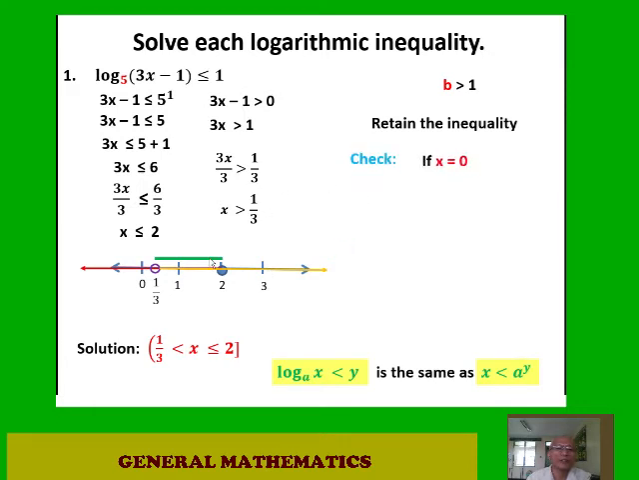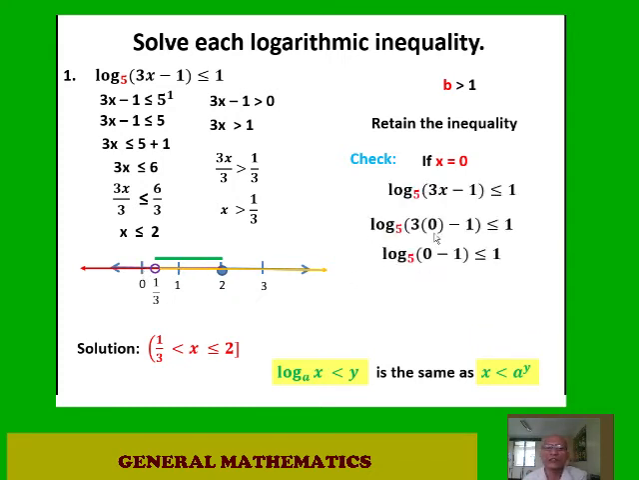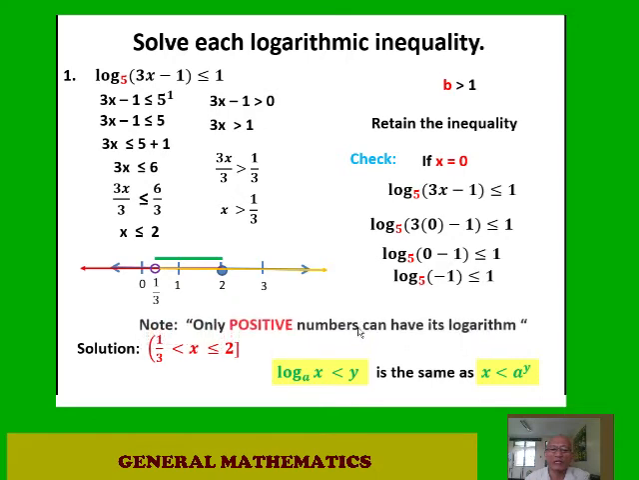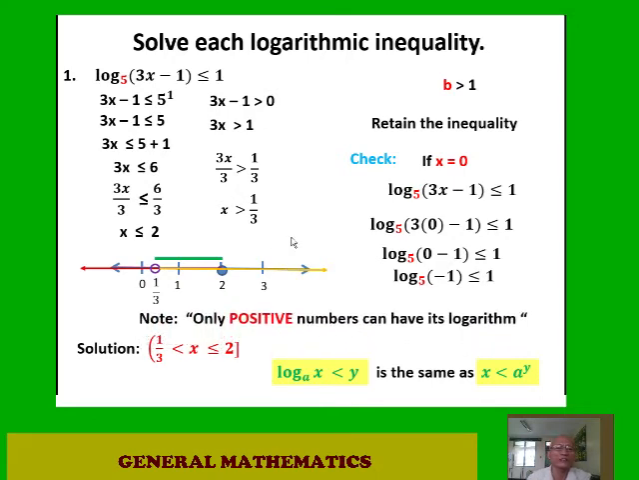If we substitute x with 0, 0 is also not included in our solution set. Then we simplify: 3 times 0 is 0, then the result is log of negative 1 base 5, which is against the logarithmic property. We cannot take the logarithm of negative numbers, only positive numbers.